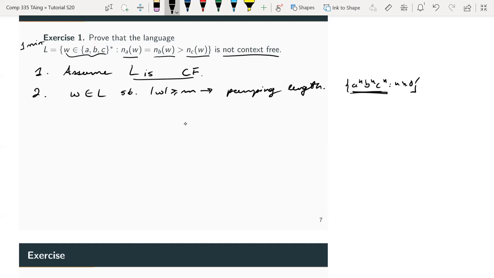So to pick my string W, I know that my A's and B's should be strictly greater than my C's. If, for example, I pick the number of C's as M, then for the A's and B's I can pick a^(M+1) b^(M+1). And this is going to be a very useful pick for my pumping of A's and B's.